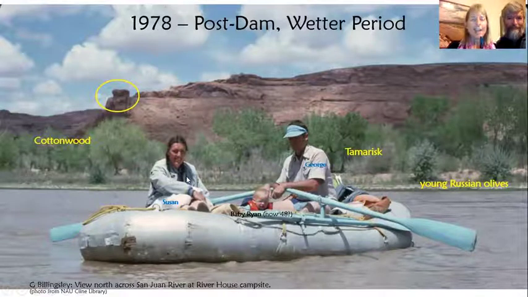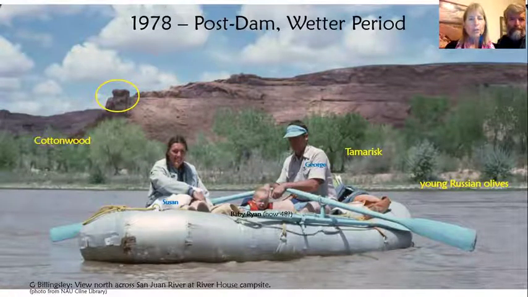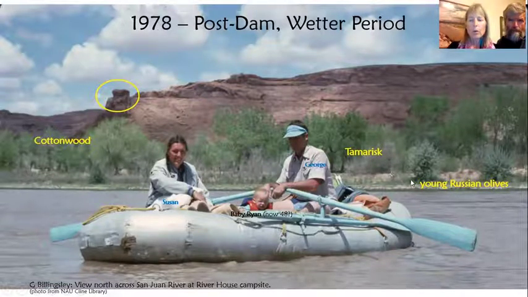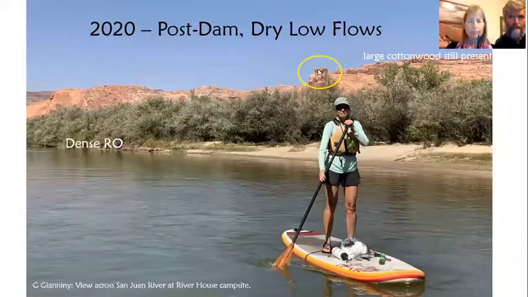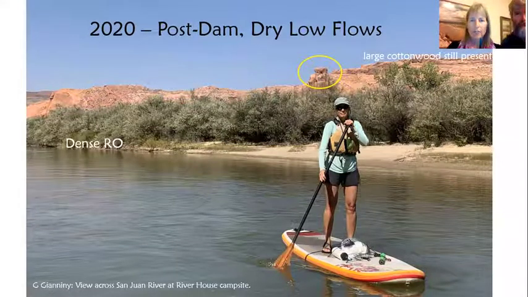In 1978, you can see that we're now post-dam. It's been a part of a wetter period. The cottonwood stand is fairly well established. There's tamarisk, a zone of tamarisk. And most important in this image are the young Russian olive trees becoming established on the bank. If we stay at this location now, keep an eye on that knob and go to 2020, you can see that the Russian olive is now hugely dense.